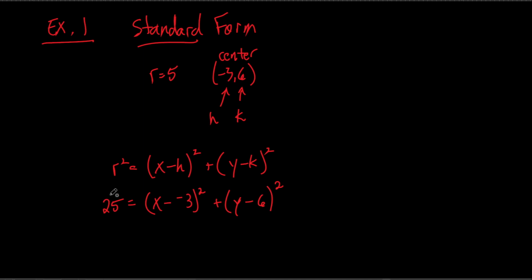But again, I don't like that number sitting over there on the left-hand side. I like my x's and y's on the left-hand side. So let's write it nice and pretty. What's it going to be? (x plus 3) squared plus (y minus 6) squared equals 25.